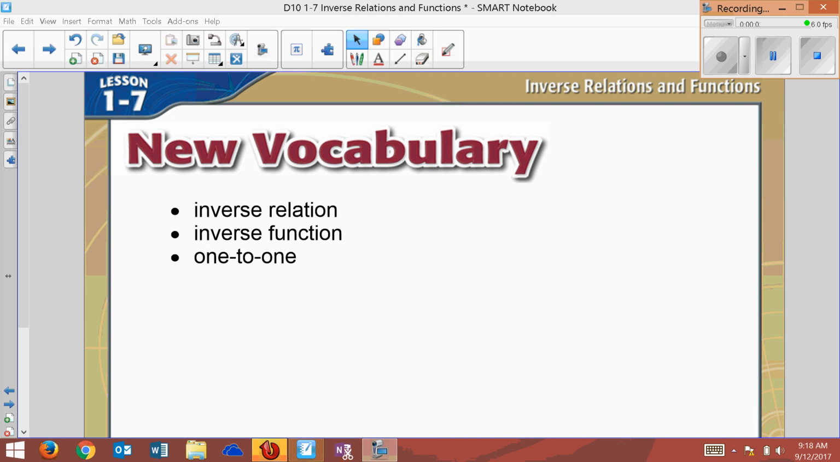Hello, today we're going to talk about inverses. The new vocabulary centers around the word inverse, but actually it's just as important to know the difference between a relation and function. Inverse relation just means that in any equation, the x's and y's have been switched. So you switch x's and y's.